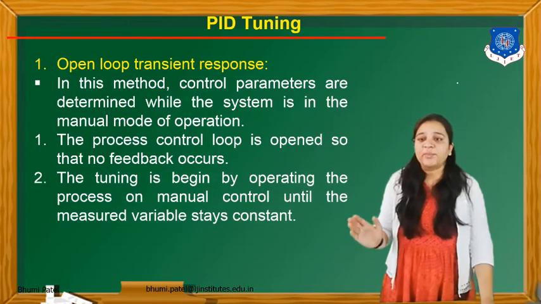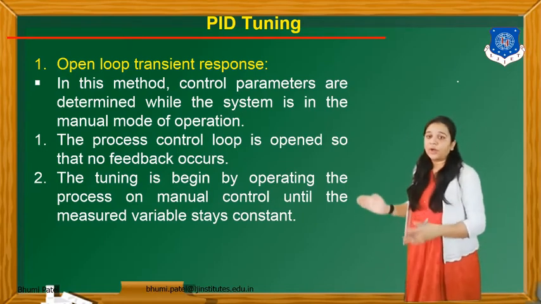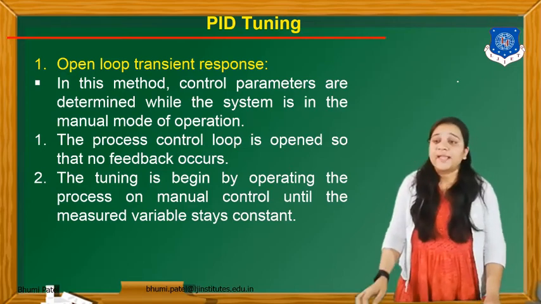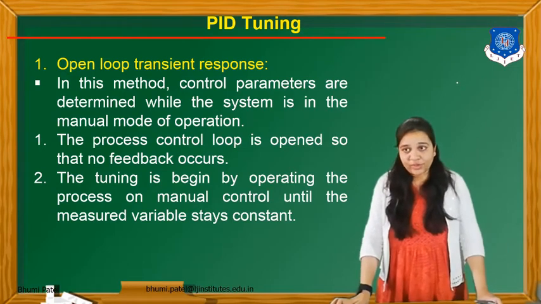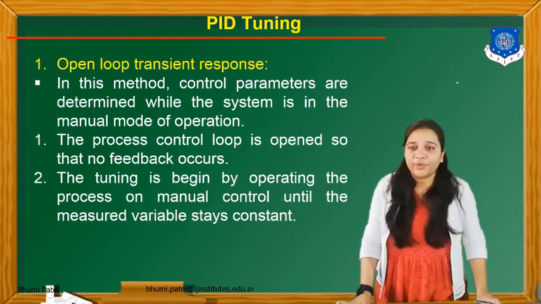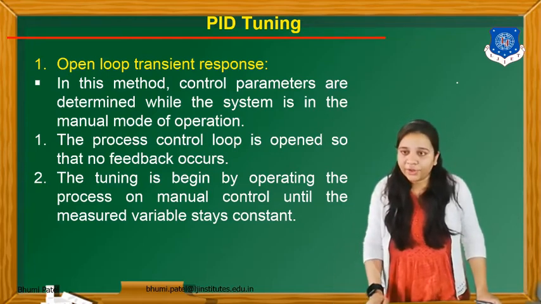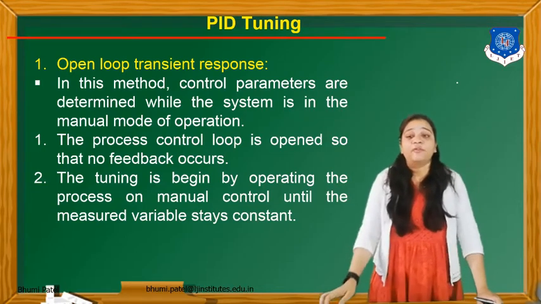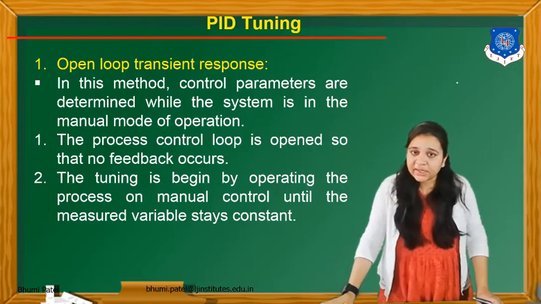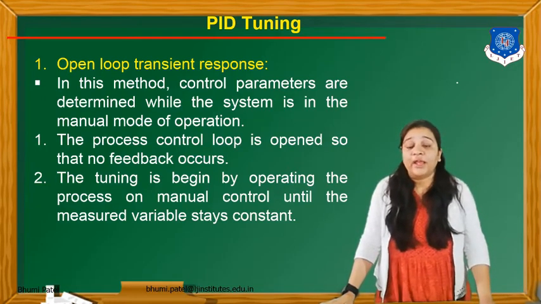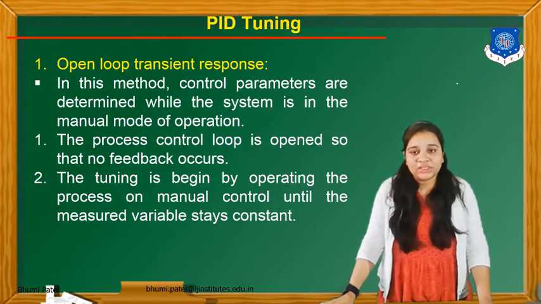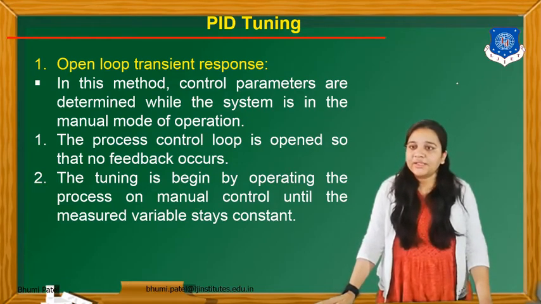Now the tuning begins by operating the process on manual control until the measured variable stays constant. So what is the actual function of the open loop transient response? First thing is we have to use a process control loop in only the open loop control system, and we cannot consider the feedback system, and then we have to start the tuning with compulsory manual mode control, and we have to continuously check the output. Whenever the measured variable is constant, we can get the proper output. Okay, so this is the open loop transient response.